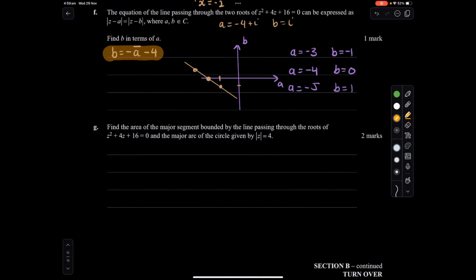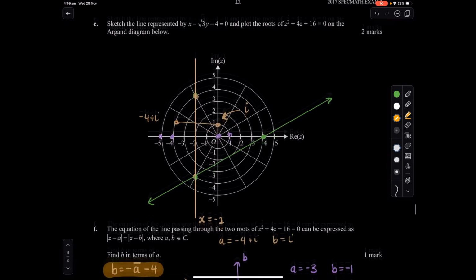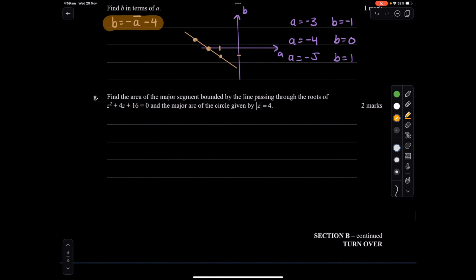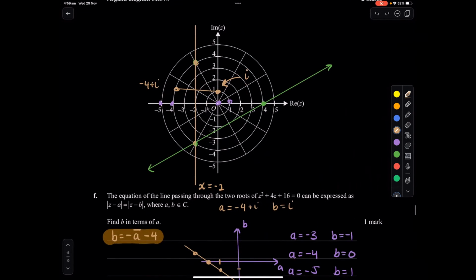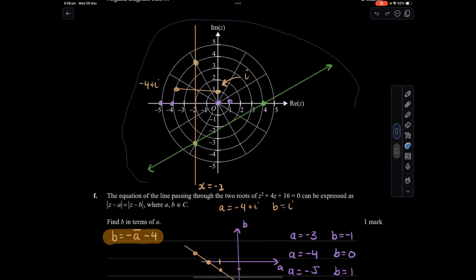What about b? Find the area of the major segment bounded by the line passing through the roots of this and the major arc of the circle. So it has a center of 0, 0, and it has a radius of 4. So I'm just going to rub everything off here now. I'm not going to use it. I'm going to redo this whole thing.